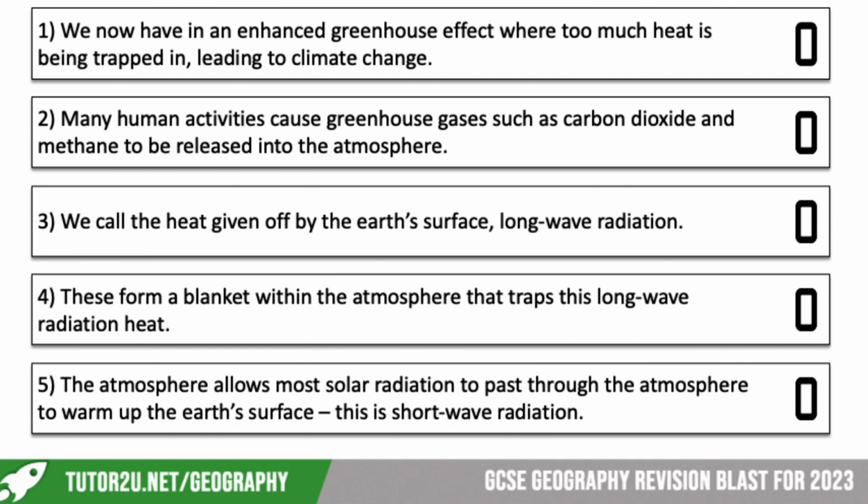We now have an enhanced greenhouse effect where too much heat is being trapped in, leading to climate change. Many human activities cause greenhouse gases such as carbon dioxide and methane to be released into the atmosphere. We call the heat given off by the Earth's surface long wave radiation. These form a blanket within the atmosphere that traps this long wave radiation heat. And right at the bottom we have the atmosphere allows most solar radiation to pass through the atmosphere to warm up the Earth's surface. This is shortwave radiation.